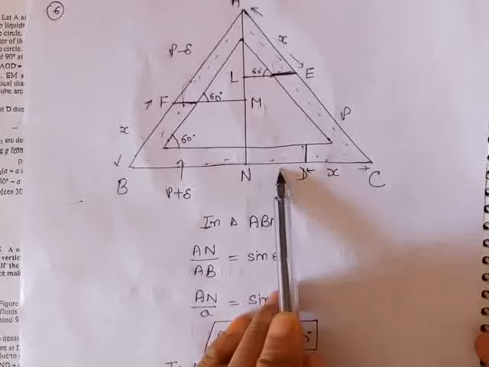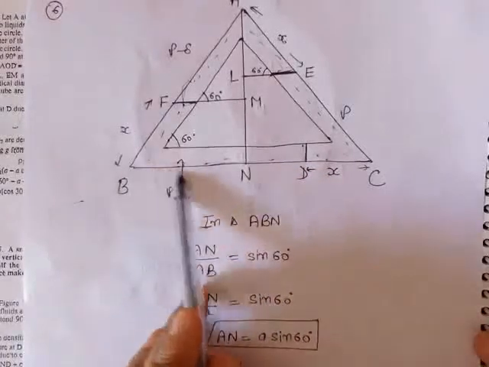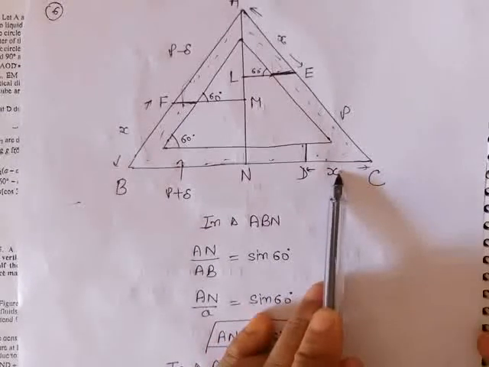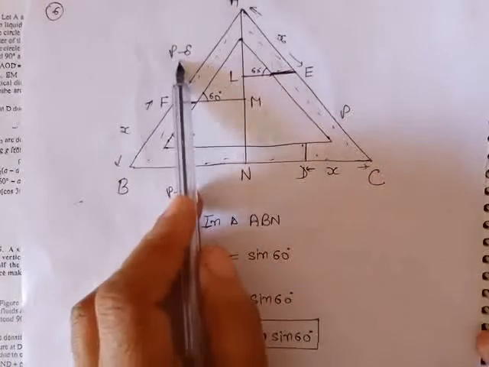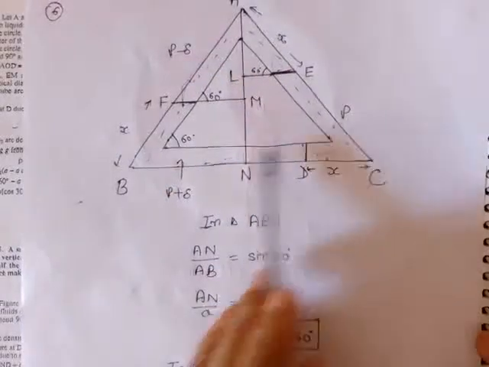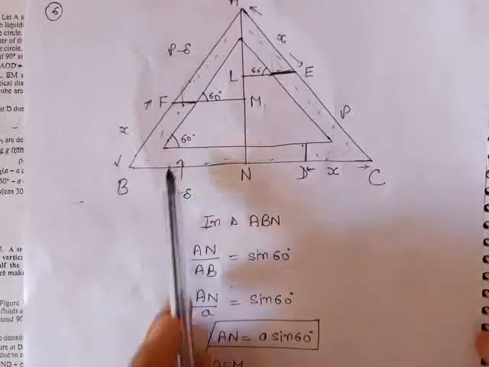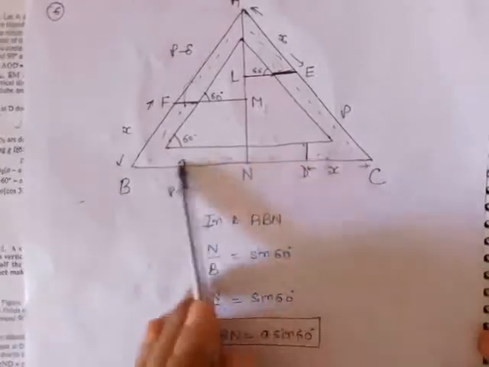This tube is placed with the lower side horizontal, this side BC is horizontal, and we are given that the densities of the liquids are in AP. So we have taken the three numbers in AP as the densities: rho minus delta, rho and rho plus delta. The liquid with the highest density we have taken on the lowest side.